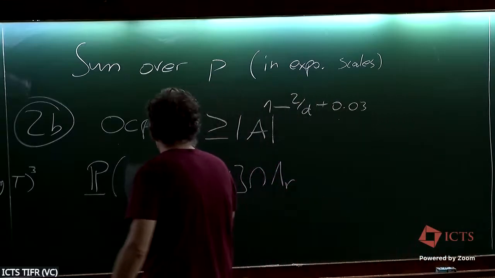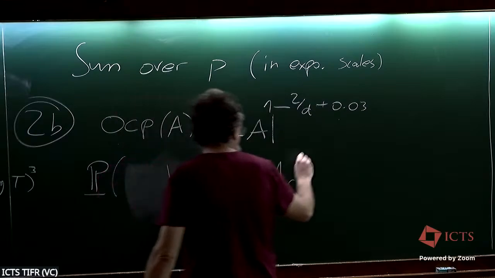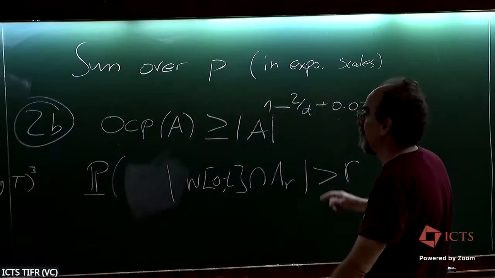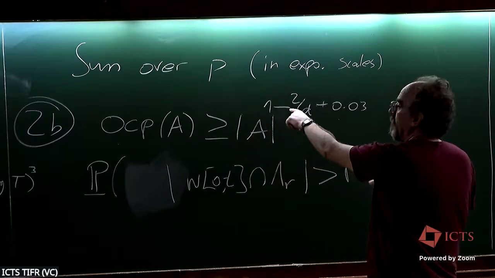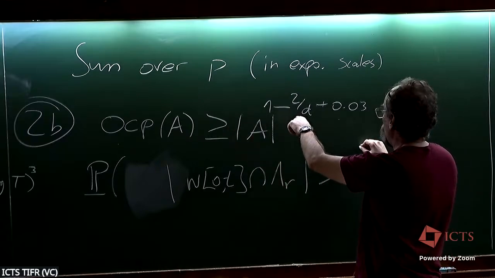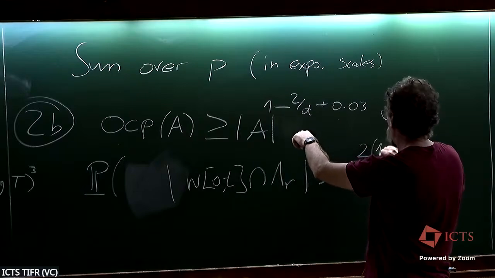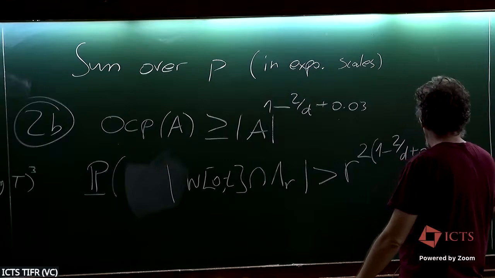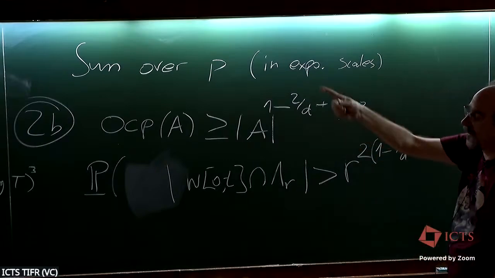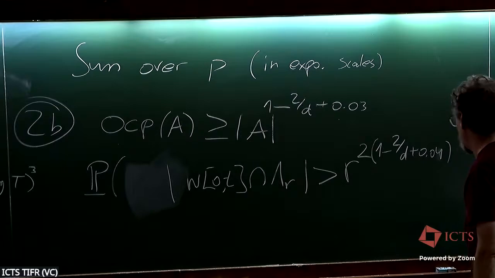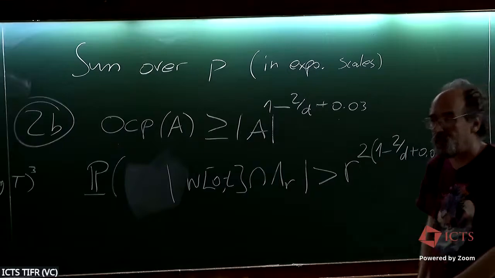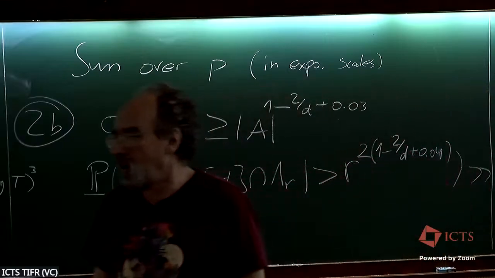The whole point, right? That's the point. That the volume is bigger than R to the power 2 times 1 over 2 over D plus 0.03. Let's put 0.04 because the log is very large. What is it in there? The same estimate. Yes. Yes, sure.